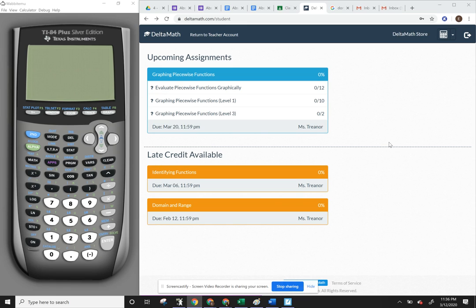For the first skill in your DeltaMath assignment called Graphing Piecewise Functions, we're going to look at the Evaluate Piecewise Functions Graphically skill.